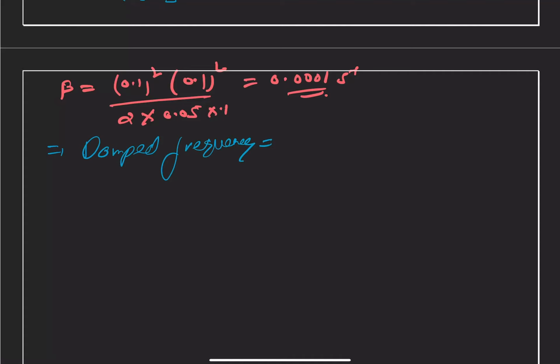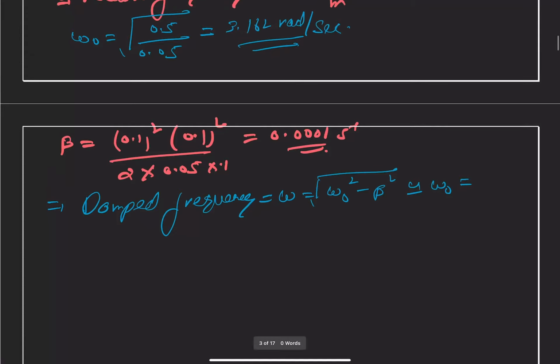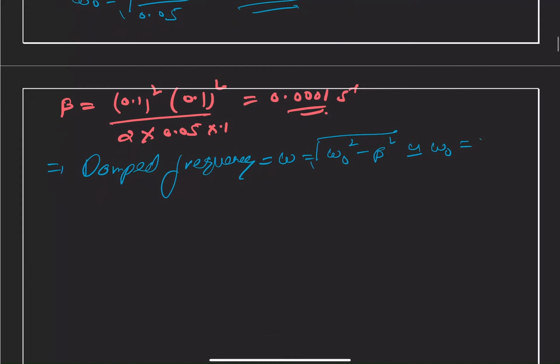So we can find out from here damped frequency, which is represented omega, and given as omega is equal to square root of omega naught square minus beta square, and we substitute the value. This value will be approximately, because value of beta is very small, so we can say this is approximately equal to omega naught, and the value of omega naught is our 3.162.